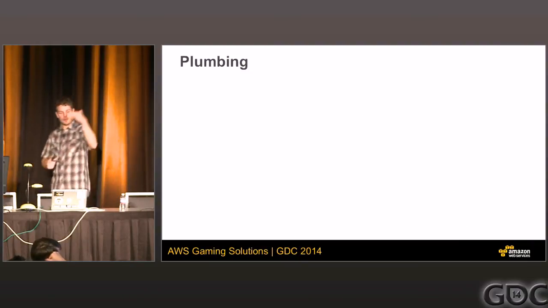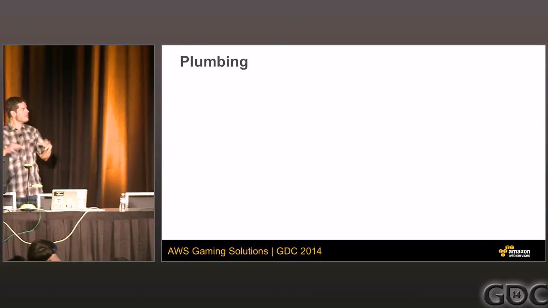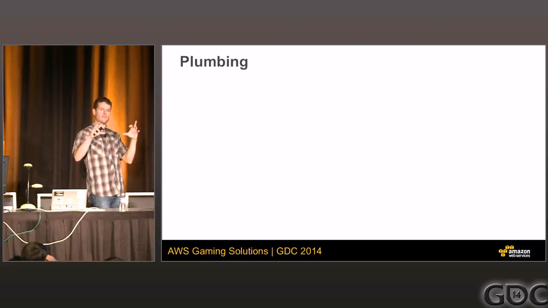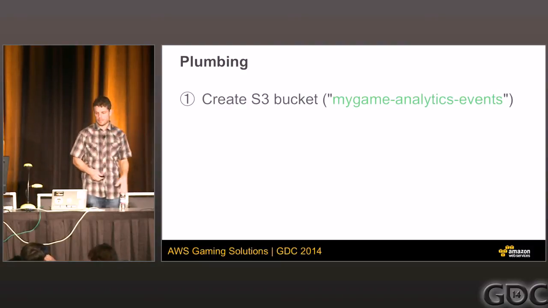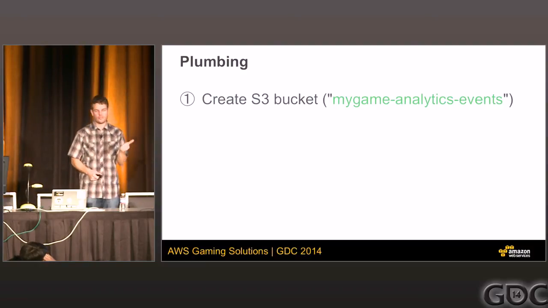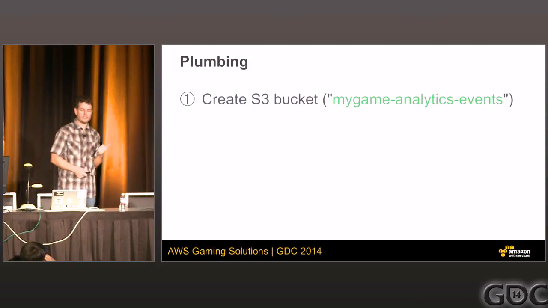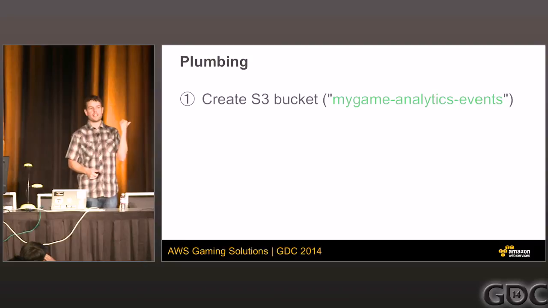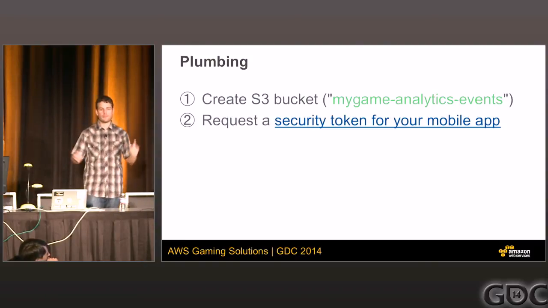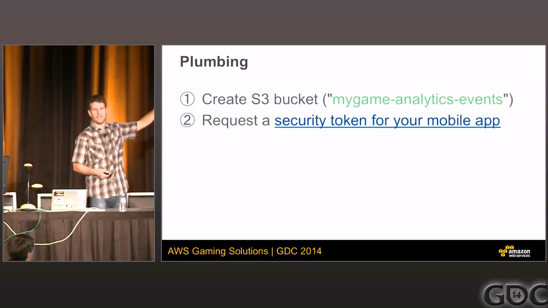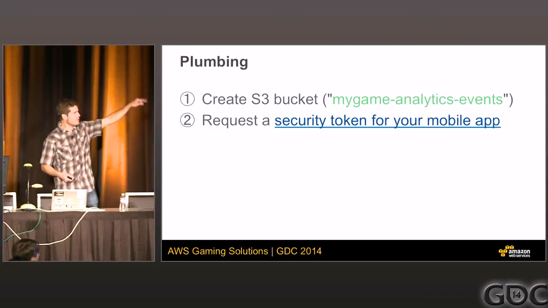So what's the nitty-gritty plumbing of this solution? And again, I'm spending more time on this solution than on some of the later ones because I really want to drive home that it's pretty straightforward to set up, and it gives you a lot of bang for buck. First thing, you create an S3 bucket. S3 is our HTTP-based file store that I mentioned in the first talk about AWS architectures. You just create another S3 bucket that you're going to land all your event data in, call it your game analytics or something like that. Set up a security token. That's, again, on our website. These links will be available on the web, so you'll be able to click on them.